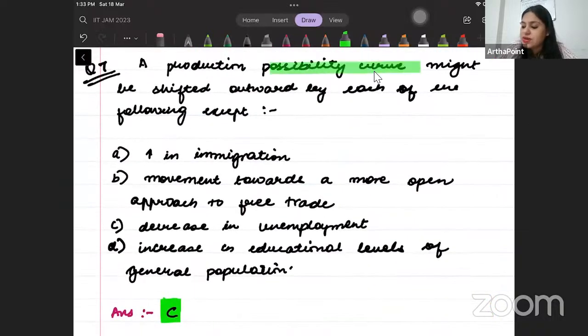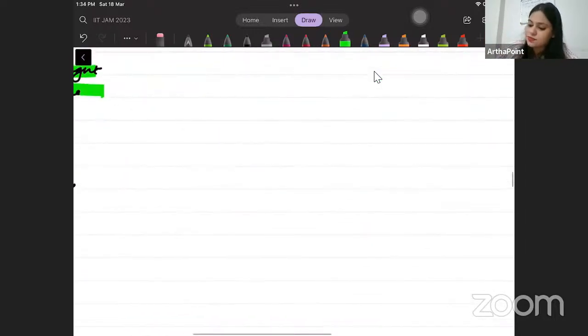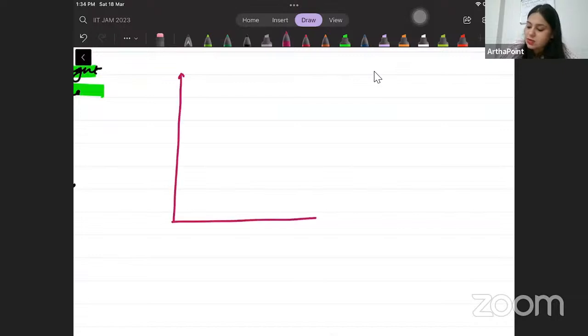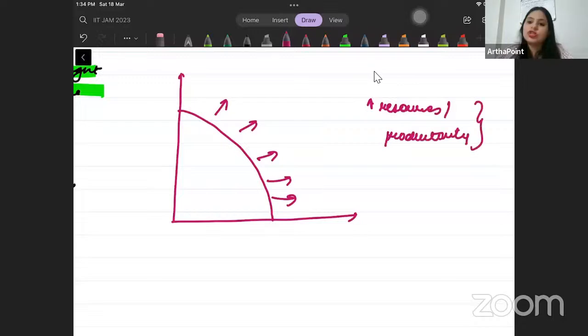A production possibility curve might be shifted outward by each of the following except. This kind of question comes a lot in exam. They try to make it very tricky, okay? So just think about this. This is my production possibility frontier. This can shift outwards if there is increase in my resources or productivity. Then it will shift outwards.